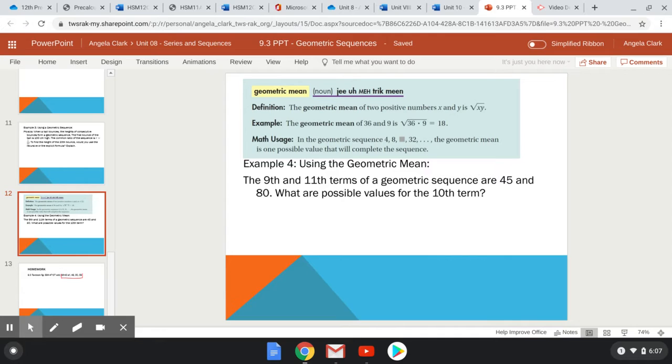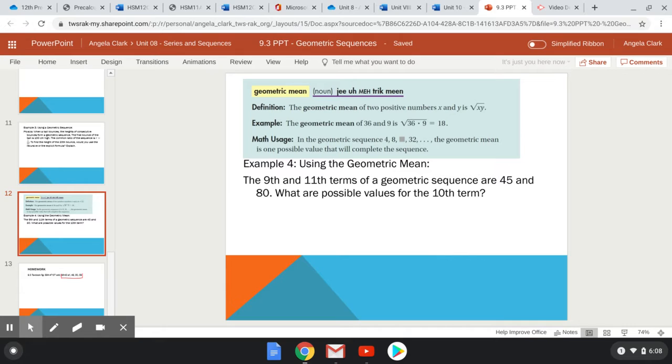Last video, we were talking about the geometric mean. Usually when we think of mean, we think of the arithmetic mean, which is where you add two numbers together and you divide by the number of numbers that you added, right? We've been doing that since, I don't know, a long time, elementary school probably. But there's also something called the geometric mean, where instead of taking two numbers, adding them and dividing by 2, you take two numbers, you multiply them, and you take the square root.